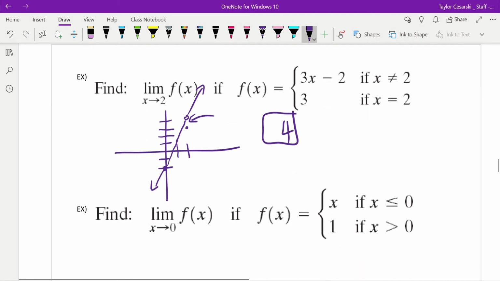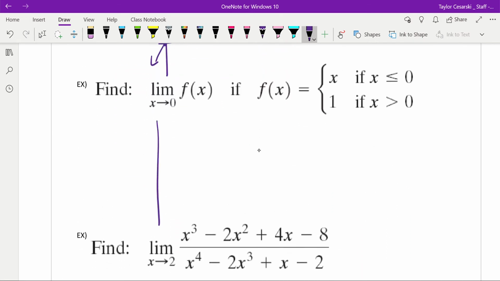Alright, so next one. So we have the limit as x approaches 0. So again, x when x is less than or equal to 0. Okay, and then we have, it's going to look something like this. So we have something like that, and then when x is greater than 0, it's going to equal 1. So we have something that looks like this.